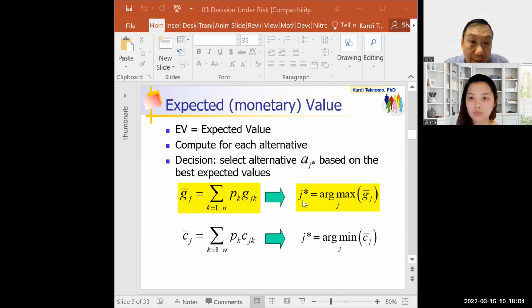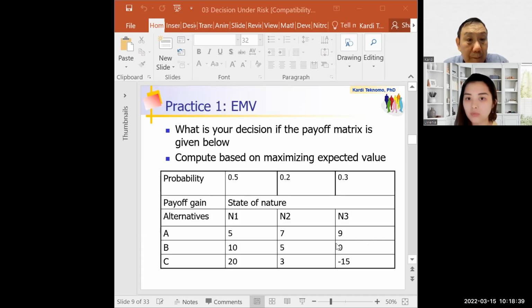Okay, and then when we get the gain for each J, where J is the alternative, you get the maximum, the arg max of this average gain. We call this J star. Similarly, if you put the cost, you do the same thing, but you get the minimum.